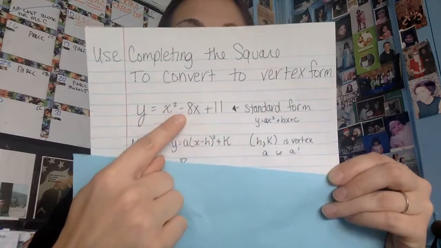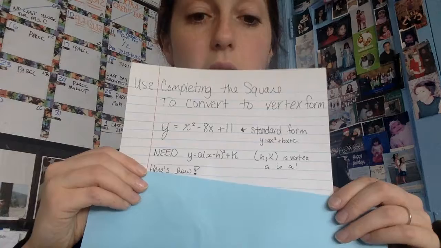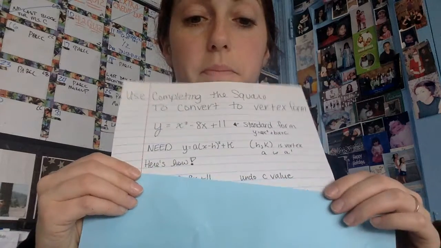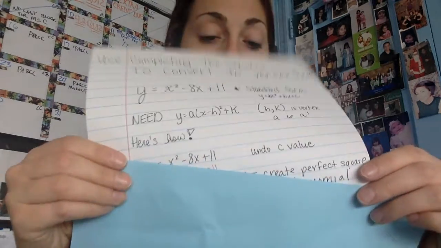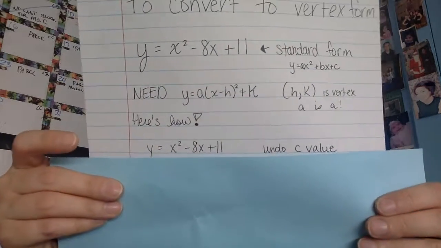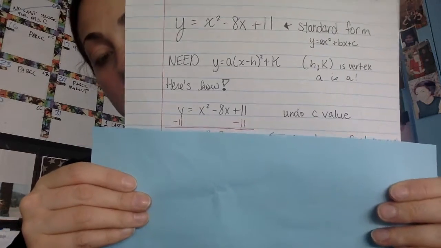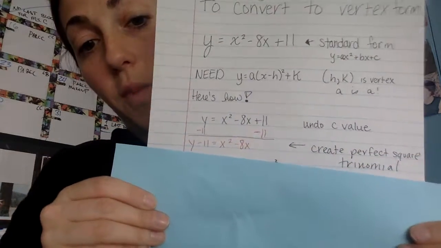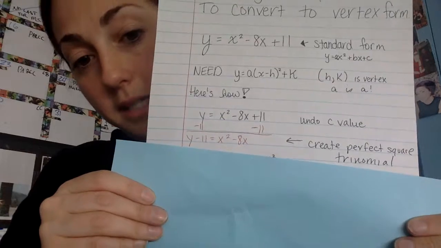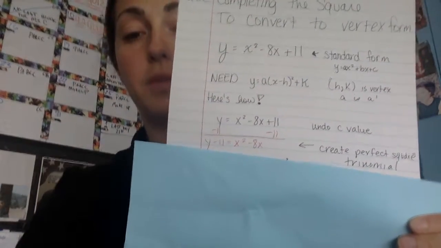y equals x squared minus 8x plus 11. All right, so here's how we do this. Just like before, we have to undo that c value. So I'm going to subtract 11 from both sides of the equation. And if you see, when I subtract 11, I then have y minus 11 equals x squared minus 8x. So I'm creating a perfect square trinomial.